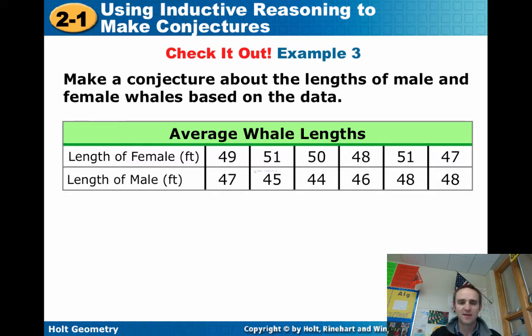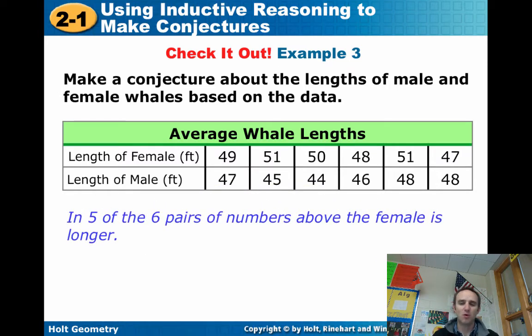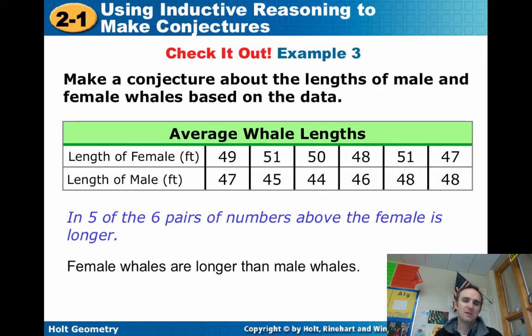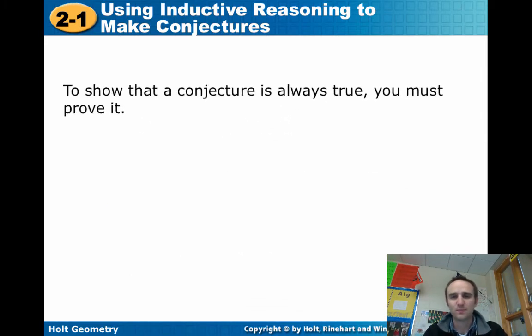Alright, so when we do that, we notice that most of the time the female is longer than the male. So our conjecture is that female whales are longer than male whales. Just a basic conjecture based on the evidence that we've seen, based on the specific cases that we looked at, that's using inductive reasoning.